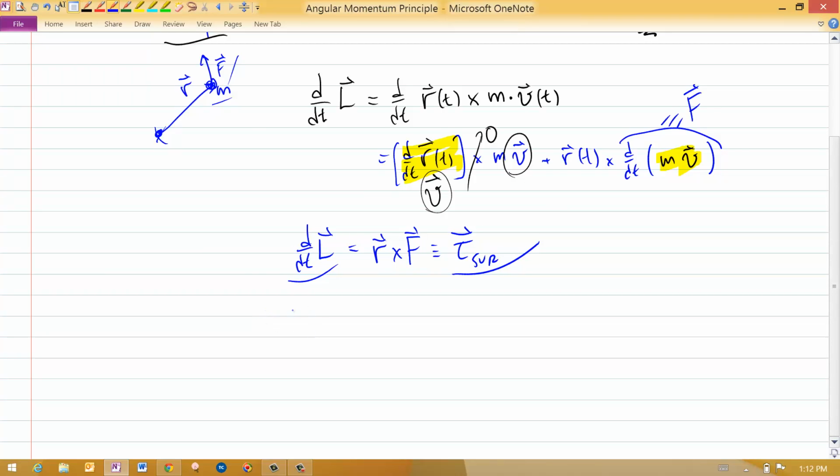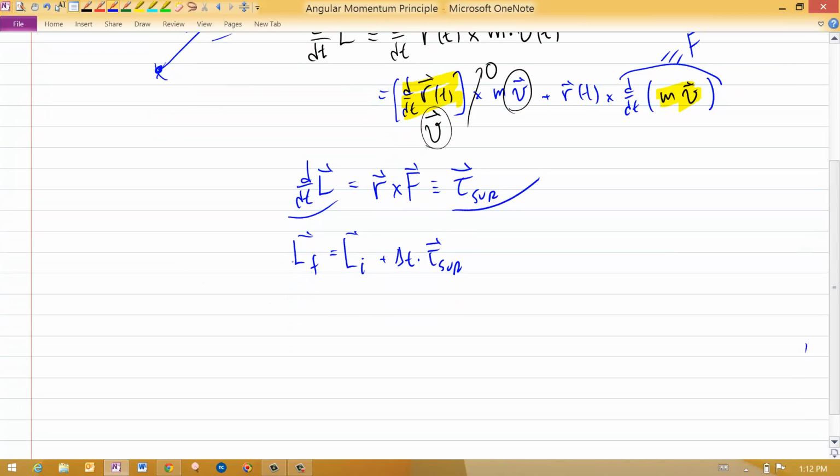I could do this in an update form. So L final is equal to L initial plus delta t times the torque from the surroundings. And there is no need to keep just the L as the orbital angular momentum. The total L is equal to the orbital plus the spin, which is I times omega.